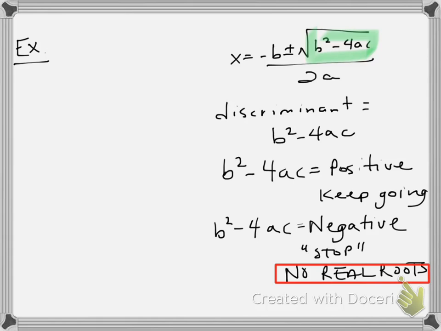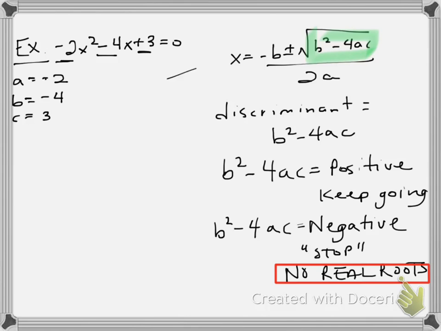So let's look at this example here. We have negative 2x squared minus 4x plus 3 equals 0. So we're already set up for 0, so that's a good thing. Now I just have to identify a. So a is negative 2. Remember, that's your first term. b is negative 4, and c is 3.